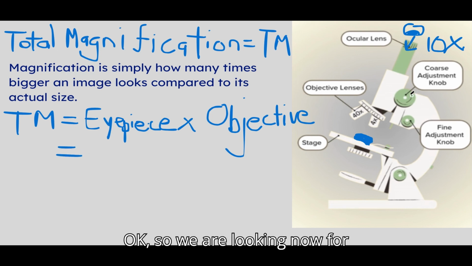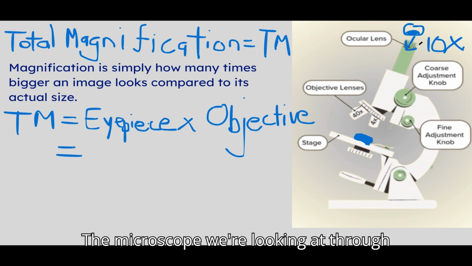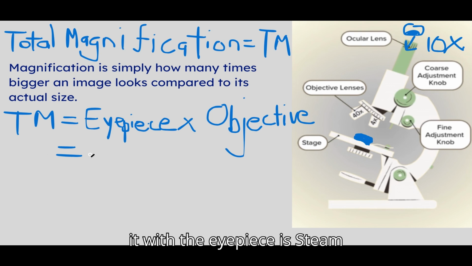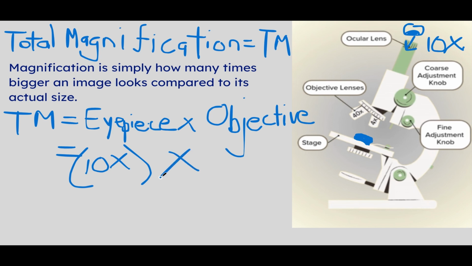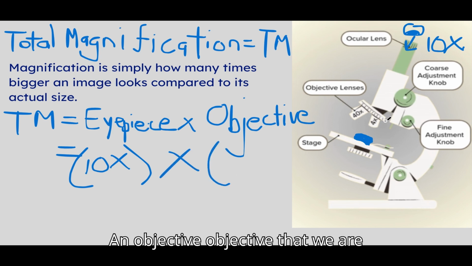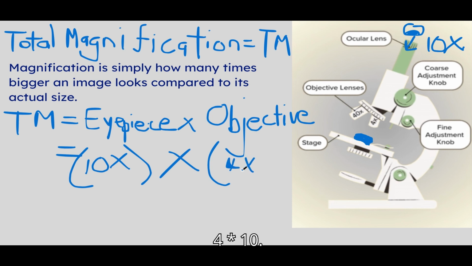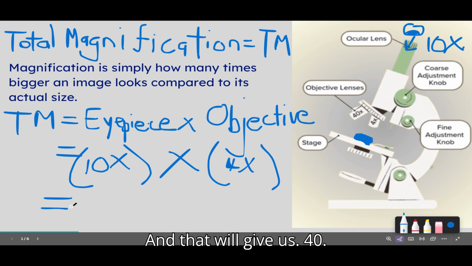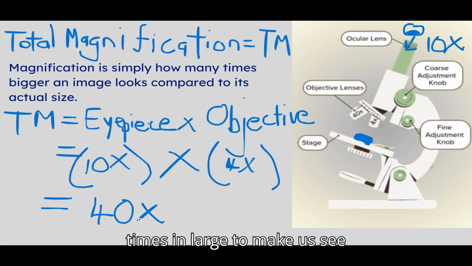Okay, so we are looking now through the microscope with our eye. The eyepiece is 10 times, and the objective that we are using is 4. So it's going to be 4 times 10, and that will give us 40. Our image is 40 times enlarged to make us see it better.